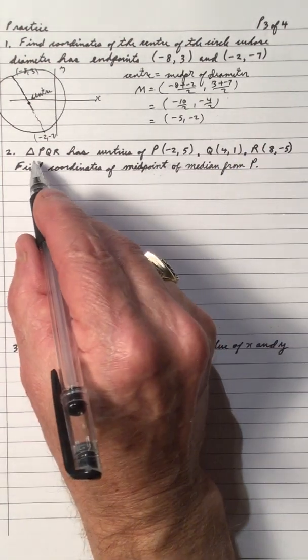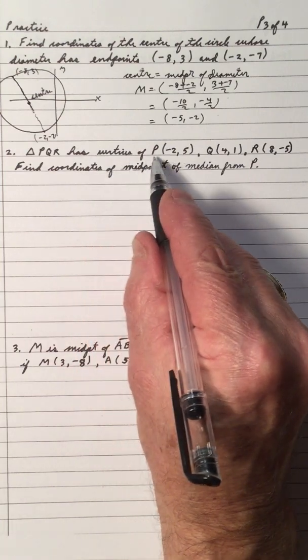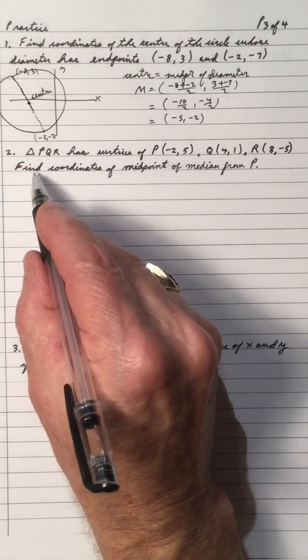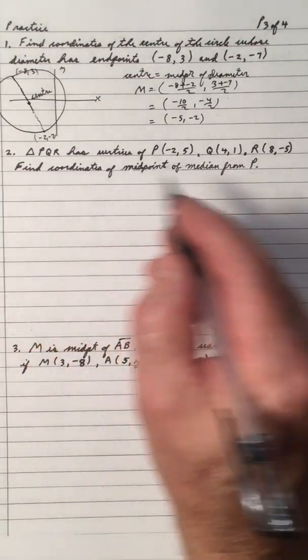Number 2: triangle PQR has vertices of P(-2, 5), Q(4, 1), R(8, -5). Find the coordinates of the midpoint of the median from P.